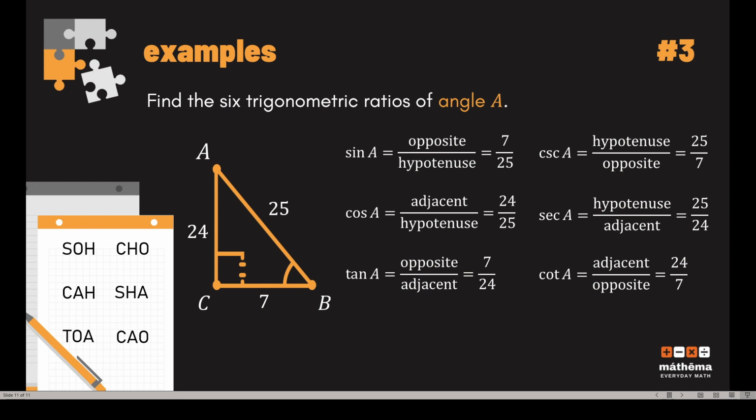Now, if you have noticed, the values of cosecant, secant, and cotangent are just the reciprocal of our sine, cosine, and tangent. The value of sine is the reciprocal of cosecant. The value of cosine is the reciprocal of secant, and the value of tangent is the reciprocal of cotangent. So that's it for today.